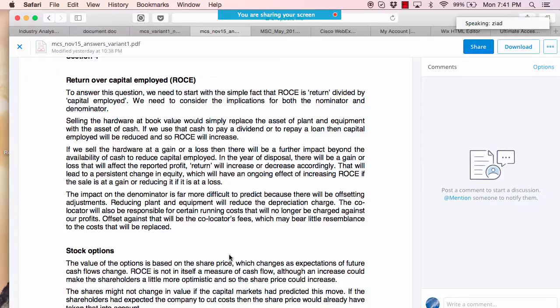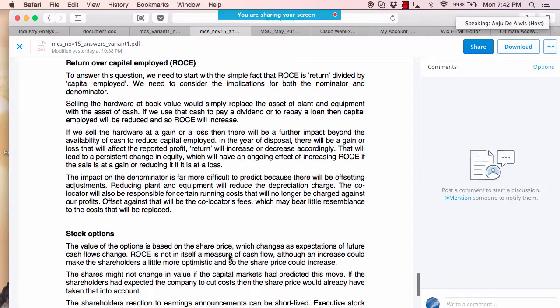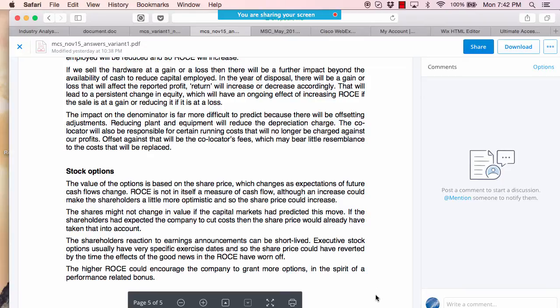Correct. So the ROCE, any of these ratios for that matter, is quite subjective, right? If you look at the ratios in general, it is very subjective. It is an interpretation, correct? Yes. So what you can only do is give different justifications, and it's difficult for them to give an exact answer, because you can't give an exact answer, right? But even in the stock options, they're giving some indications, the things that can happen.